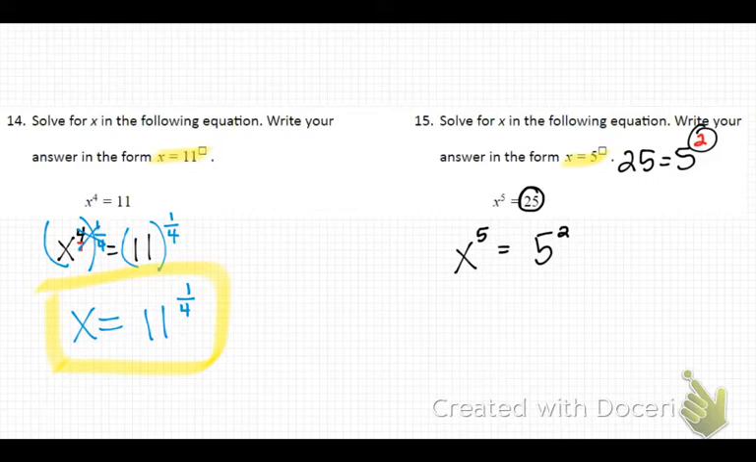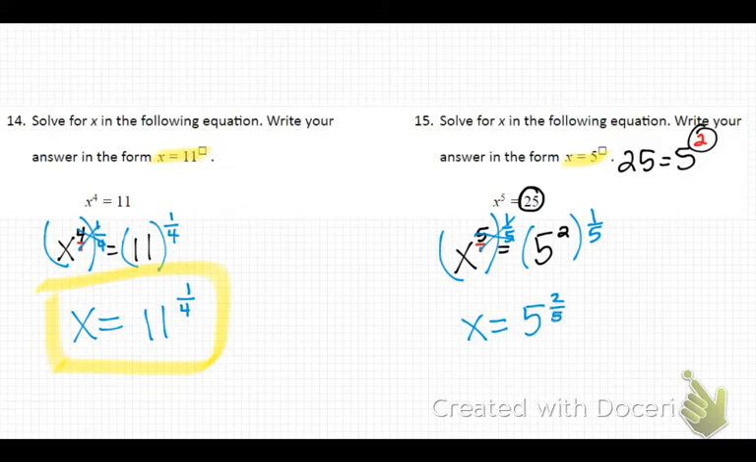Now I'm going to put a 1 underneath it. And what is my reciprocal power going to be? 1 over 5. And what I do to one side, I have to do to the other. So then I get x equals 5 to what power? What is 2 times 1/5? It's 2 over 5, 2/5. Good. Is that in the correct form that I wanted? Yes. Yeah, so then that's my final answer.